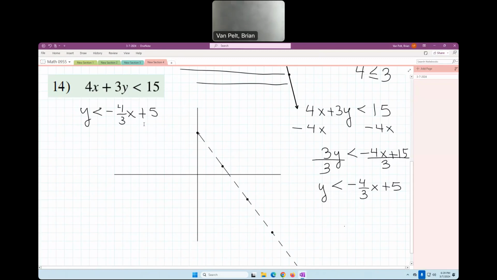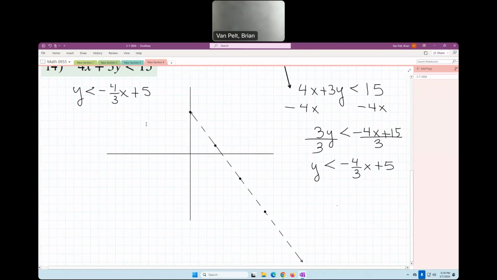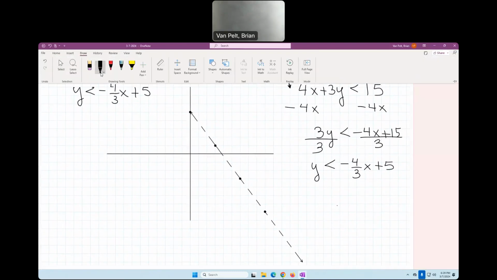This line, I probably should have extended it so I can capture all the shade. I'm extending it now.